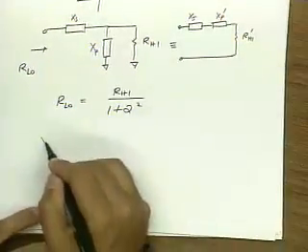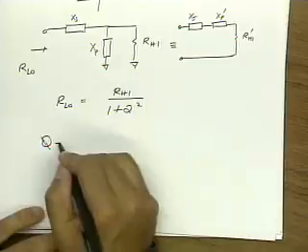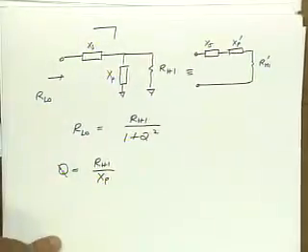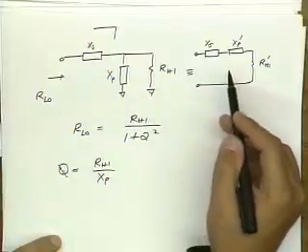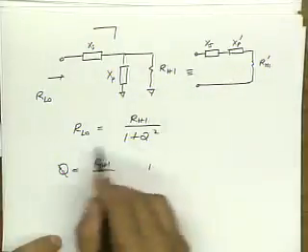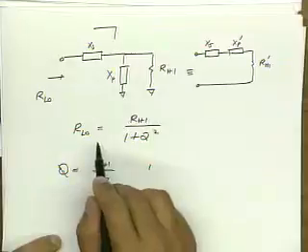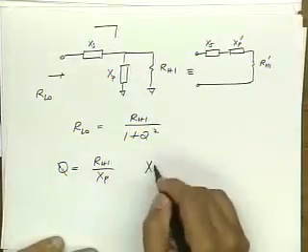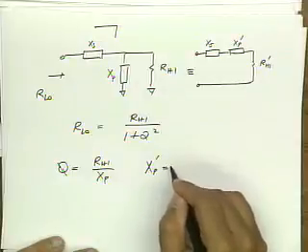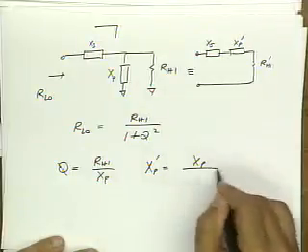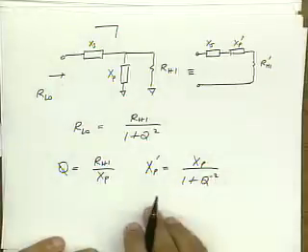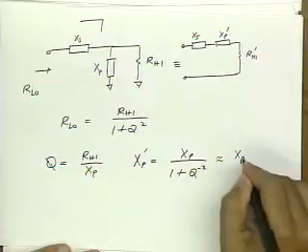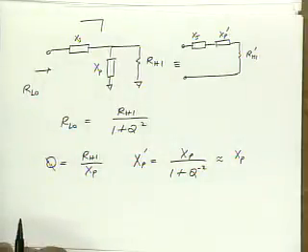Now remember, the Q for a parallel network is R high over XP, right? And when we do this transformation, we know that this is satisfied. This is the part of the transformation. And now XP prime is equal to XP times 1 plus Q to the minus 2. Again, using the same formula as before, which again is approximately XP for a high Q circuit.